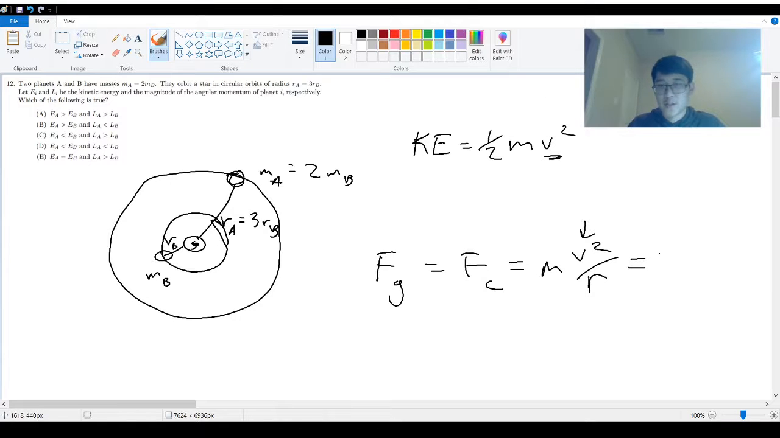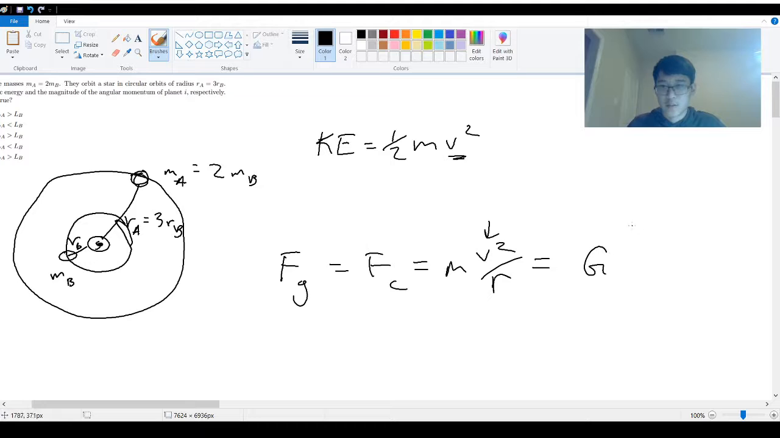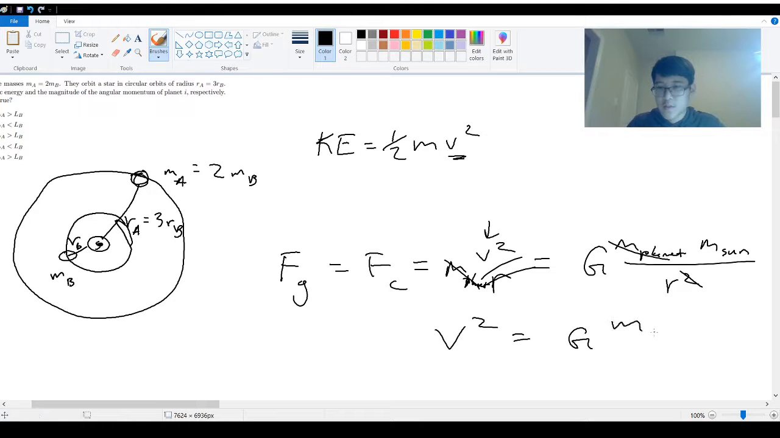So we know that Fg, the force of gravity, is big G times the mass of the planet, times the mass of the sun or whatever star, divided by r squared. This m represents the mass of the planet, because it's whatever is rotating around the star. So we can cancel out these terms, and this r cancels out with this r squared. v squared is equal to G times the mass of the sun, divided by r, okay?